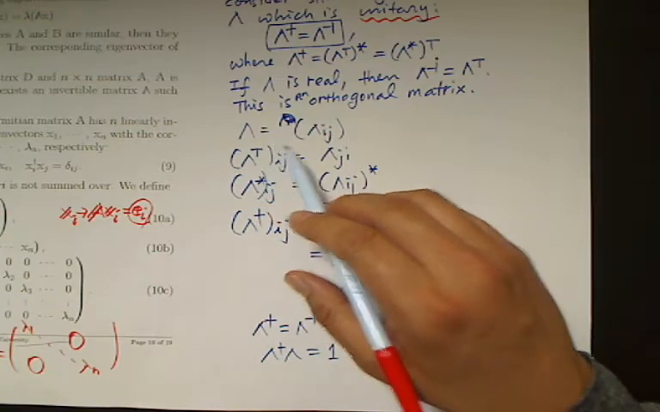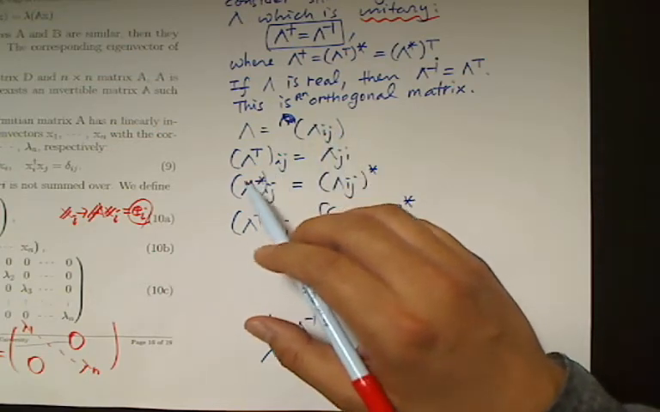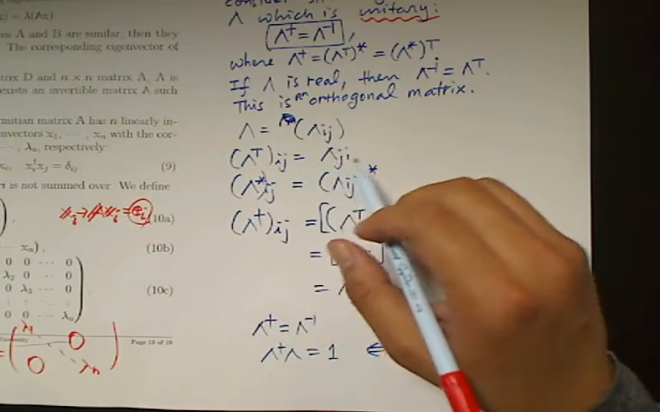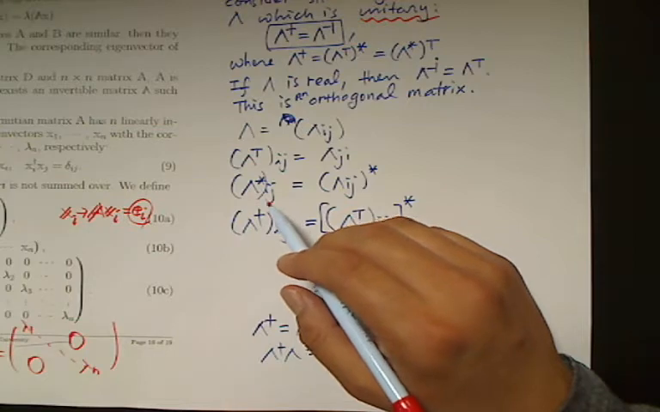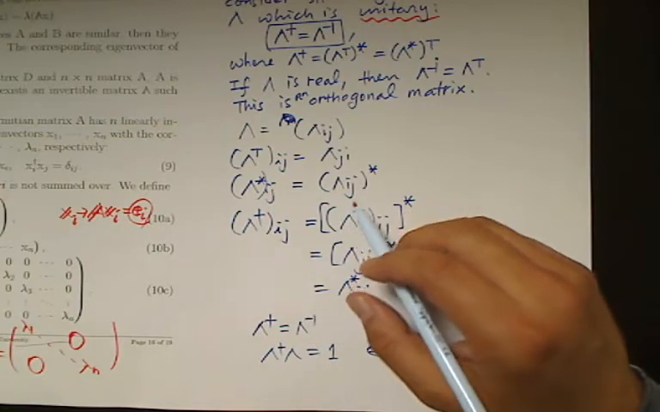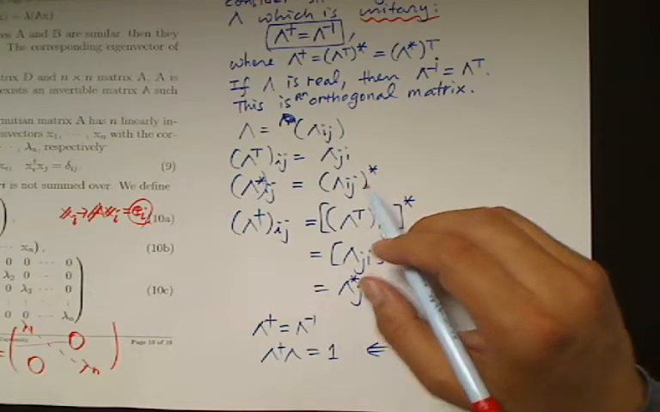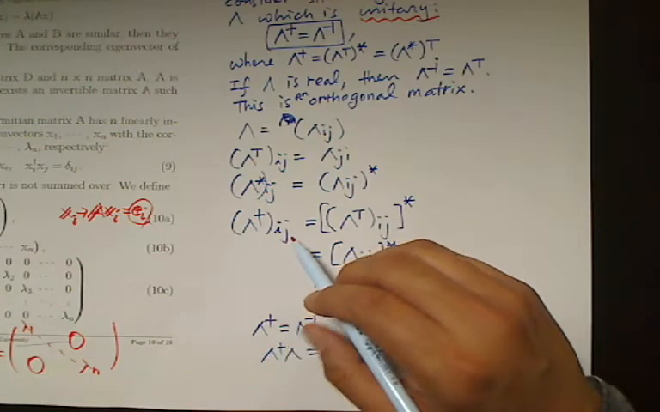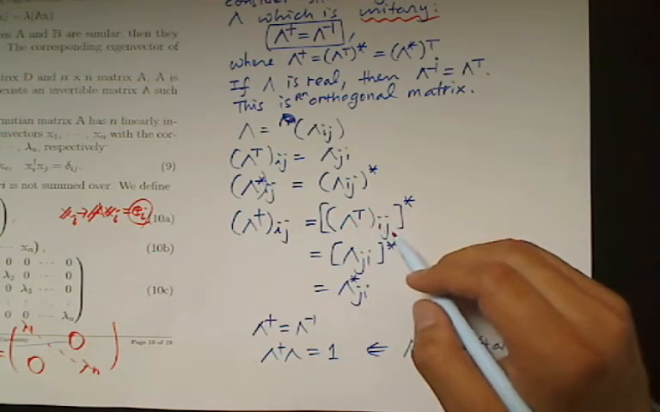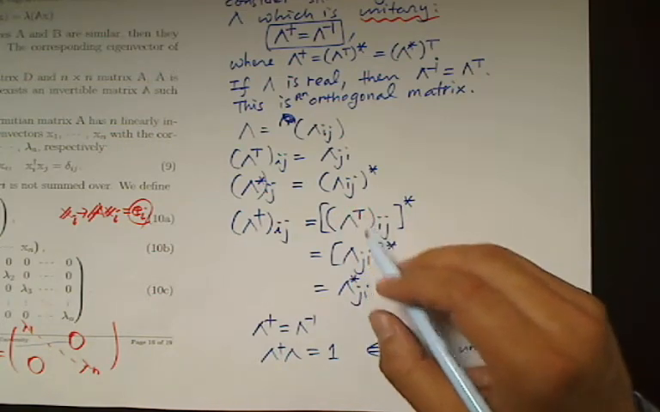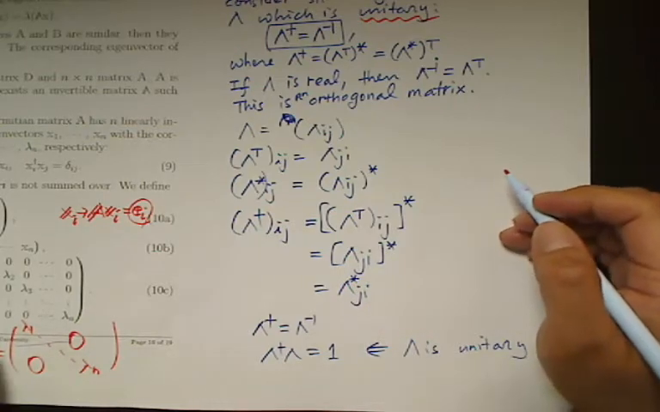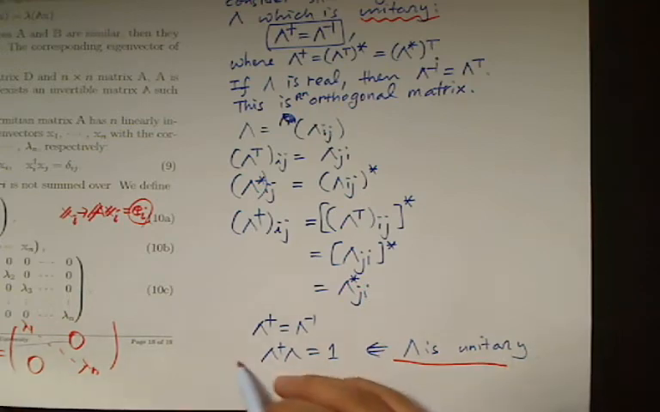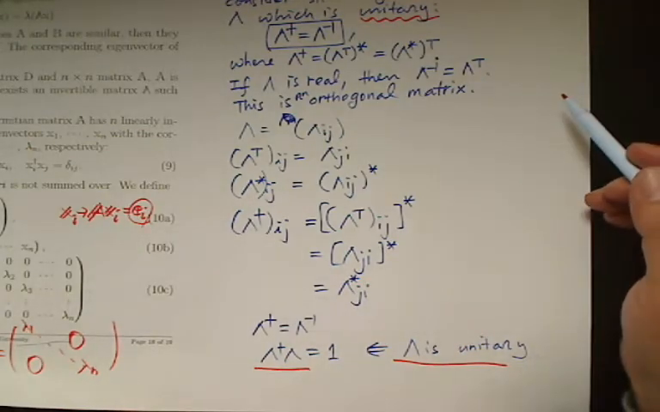Suppose that the ij element is lambda ij. The transposed matrix ij element is the lambda ji element. The complex conjugate matrix ij element is just lambda ij's complex conjugate. The Hermitian conjugate ij element should be the transpose ij element complex conjugate; because it's a transpose, lambda ji complex conjugate, so we can write it lambda ji complex conjugate. So anyway, if lambda dagger lambda equals identity, lambda inverse is lambda dagger, and we say lambda is unitary.